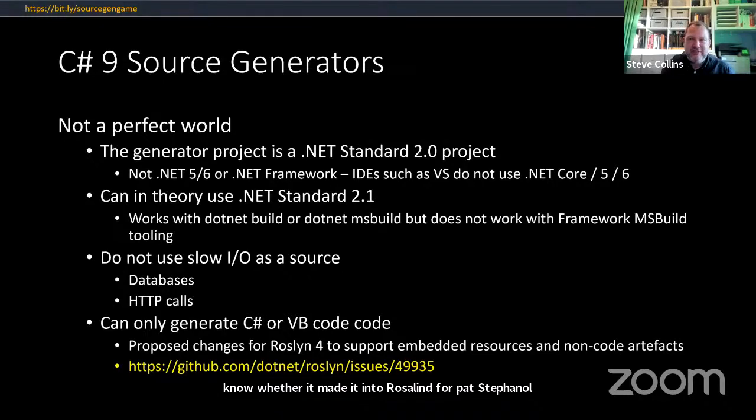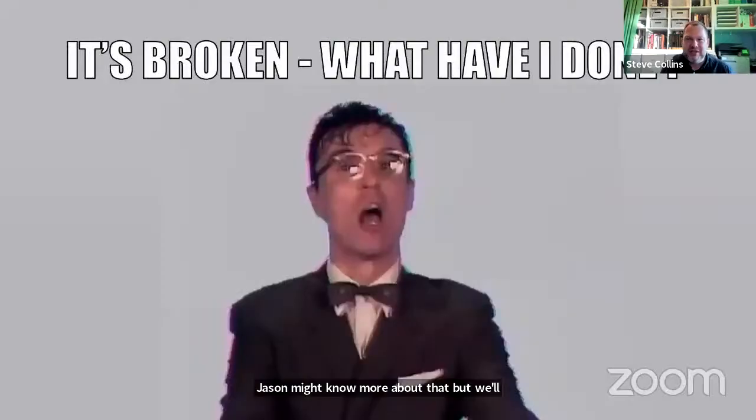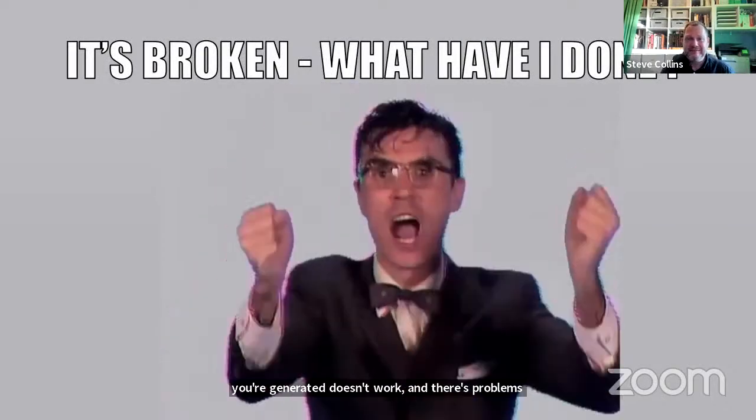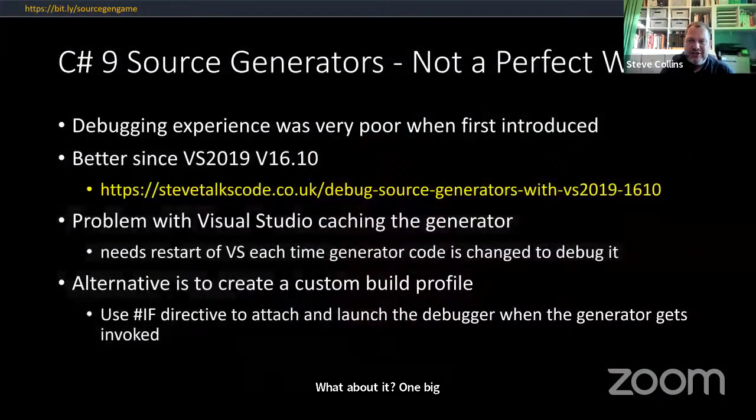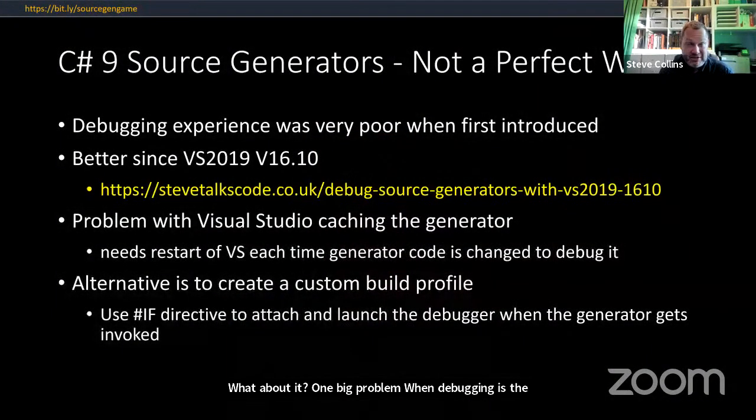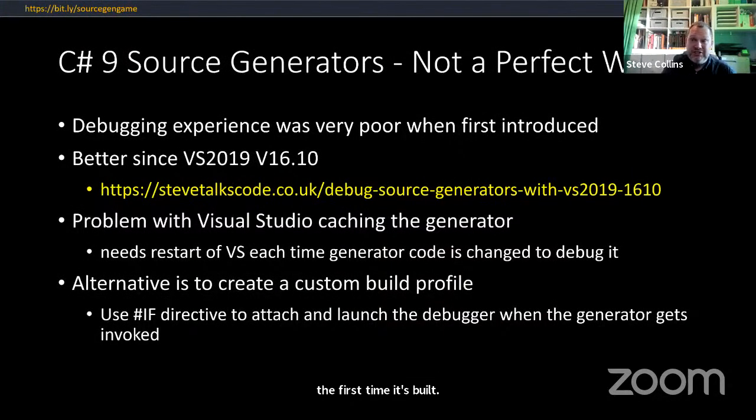But what happens when your generator doesn't work and there's problems with the code that is generated? It's broken. What have I done? One big problem when debugging is that Visual Studio will aggressively cache the generator the first time it's built. So if you make a change to the generator, you will need to restart Visual Studio for your changes to kick in. Now, this is painful.